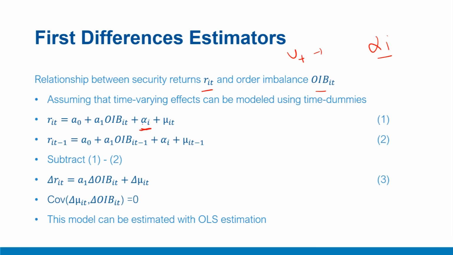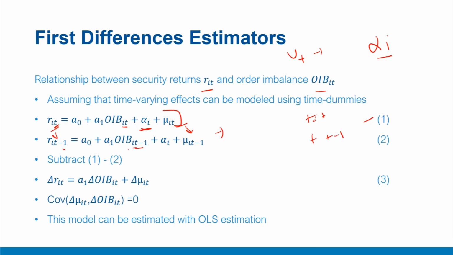In the original model, we had this alpha i here. Assume we take a time lag, that is, for all the terms with subscript t, we take it one period before. So we get the resulting, for example, return as R i t minus 1. Similarly, order imbalance OIB i t becomes OIB i t minus 1, and the error term mu i t becomes mu i t minus 1, which is one period before. So we have equation 1, which reflects the dynamics at time t, and equation 2, which reflects the relationship at time t minus 1.